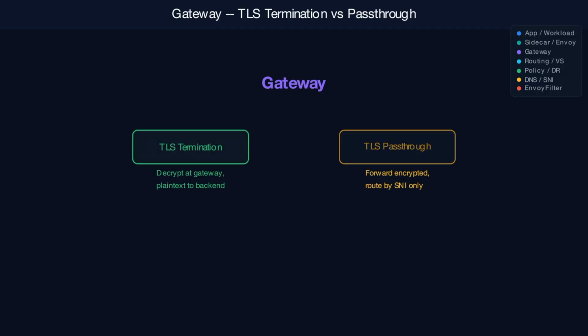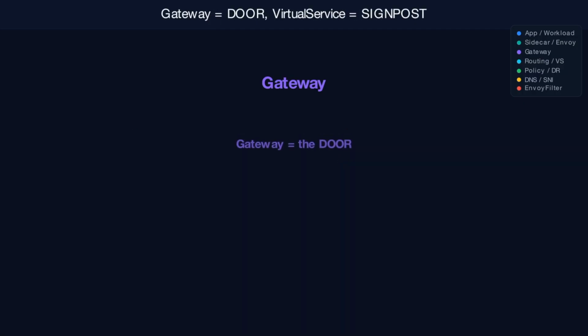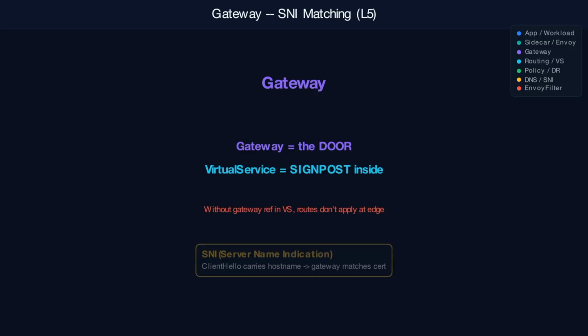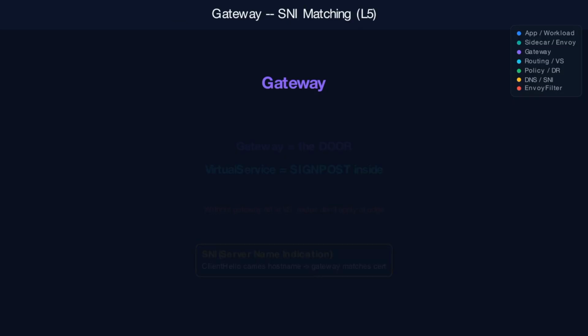A virtual service must reference the gateway to attach its routes. Gateway is the door. Virtual service is the signpost inside the door. Without the gateway reference in the virtual service, your routes simply do not apply at the edge. In our example, the gateway listens on port 443 for shop.example.com, terminating TLS. A virtual service bound to this gateway routes traffic to the product page service.